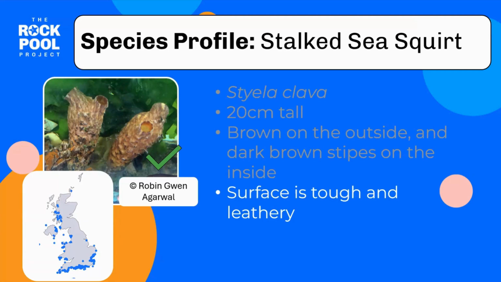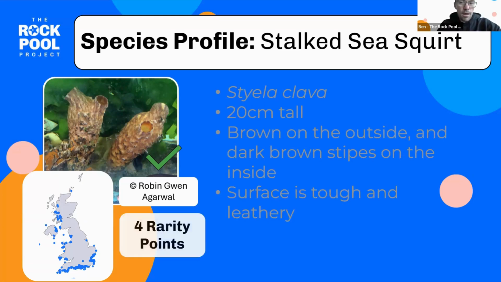I think there are photos in the guide that do show the stalk. I think there's a photo that shows it, and there's a line drawing as well, I think. Excellent. And 4 rarity points for this one. So perhaps an easy win if you live near a marina, because are they pretty much guaranteed to be found in most marinas in certain parts of the country? Yeah. Okay.